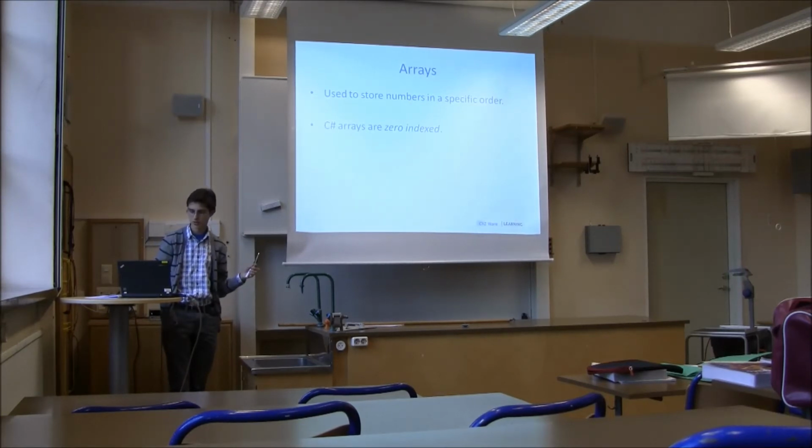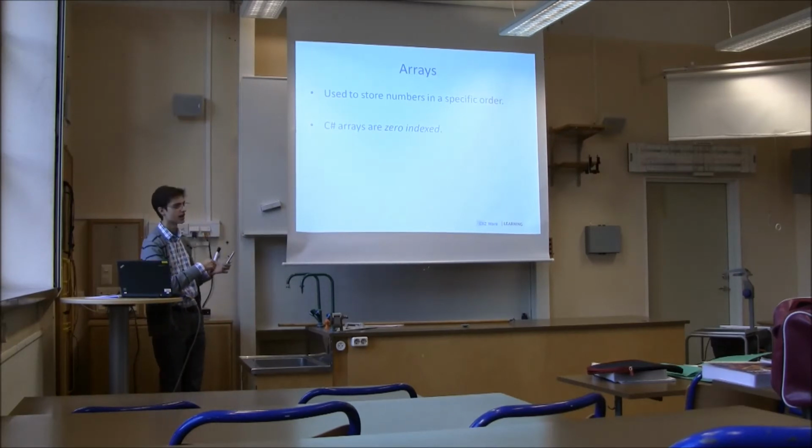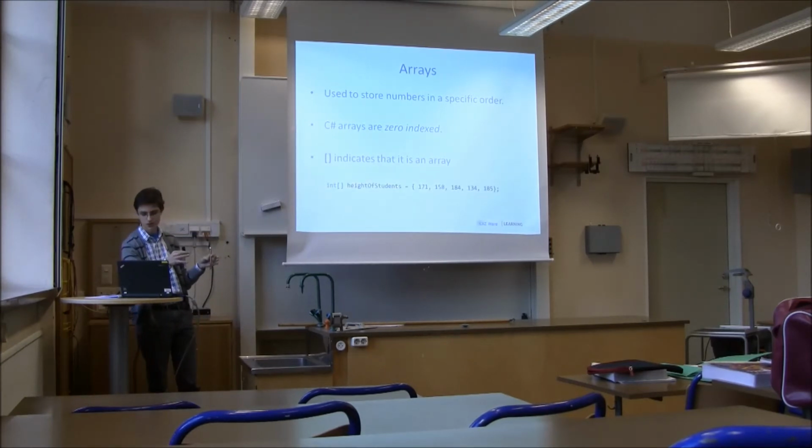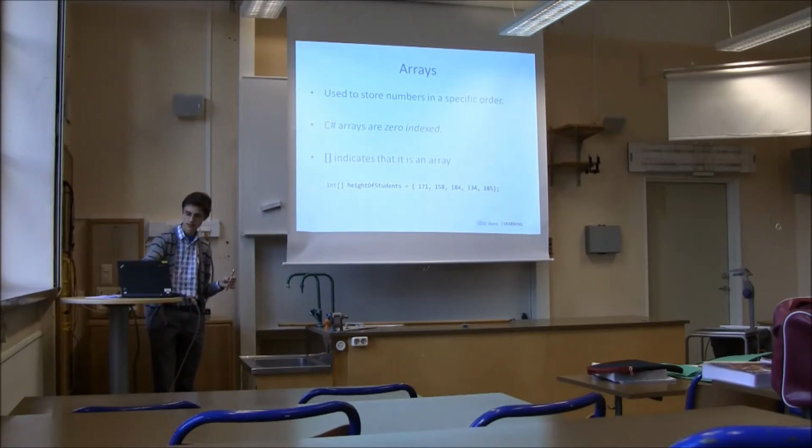What you need to know about C# arrays is that they are zero-based, or zero-indexed. That means that the first item in your array will be 0. So if you want to access the first item, you use 0, and so on. And these braces indicate that it's an array. As in the previous example, if I want to collect the height of students, I just write int, these brackets, height of students equals, and then have these numbers in, and separate them with commas, yes?